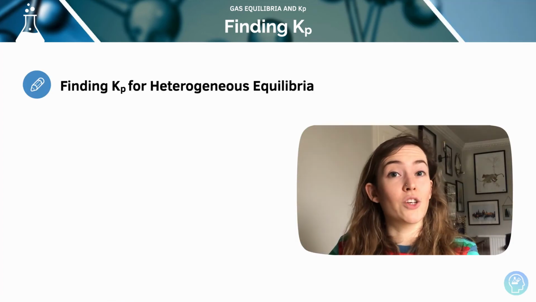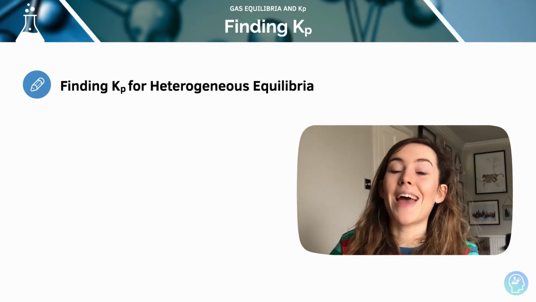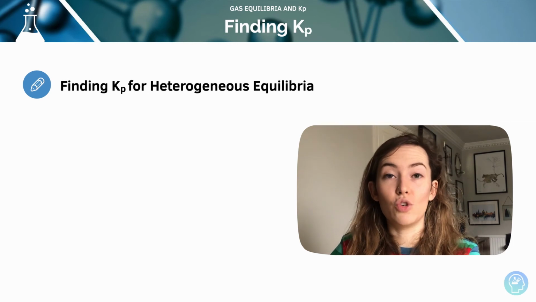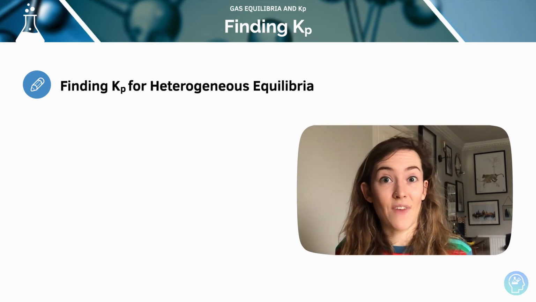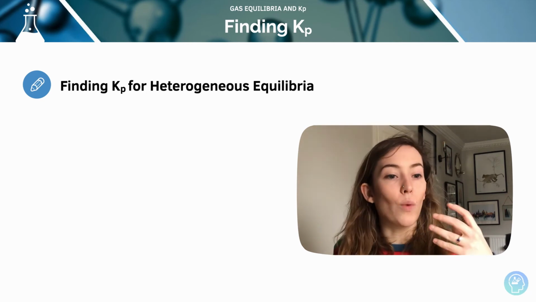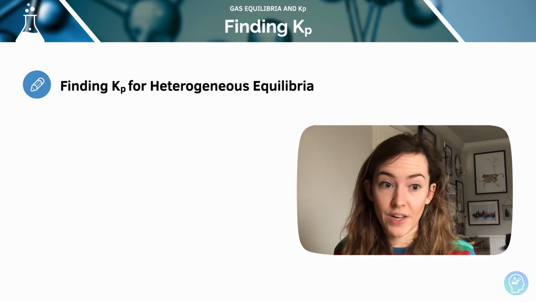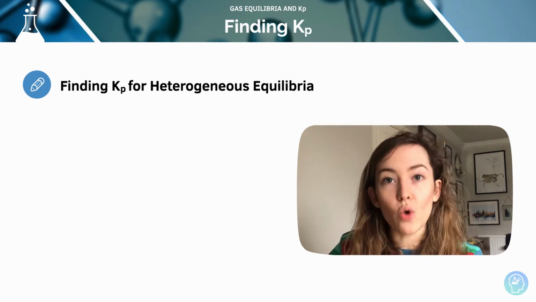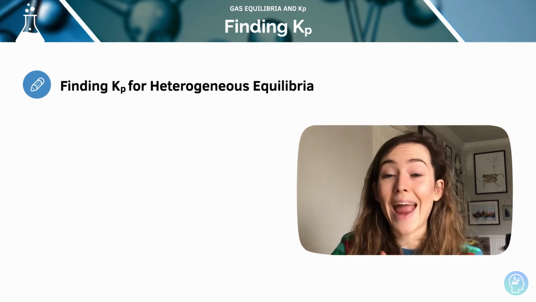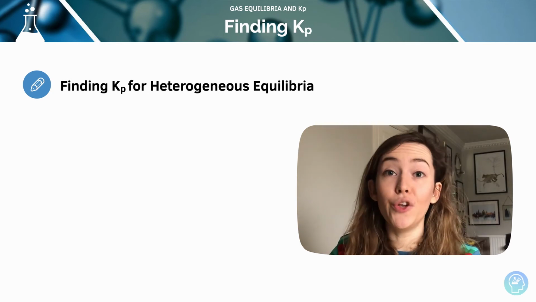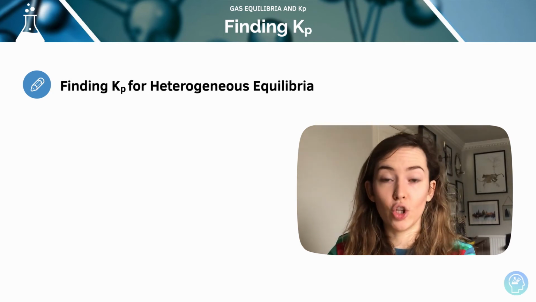In the previous example, we had a homogeneous system or closed system because they were all in the gaseous phase or state. But we need to know what to do when we've got heterogeneous equilibria as well. So the expression for Kp for a heterogeneous equilibrium would exclude any products or reactants that are not gases. We do not include them in the equation.